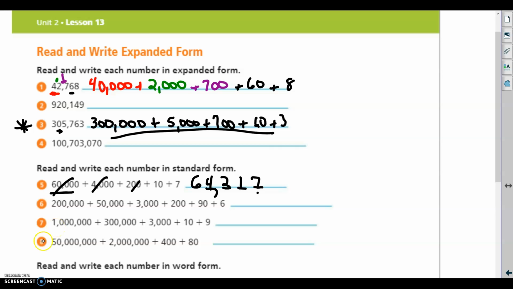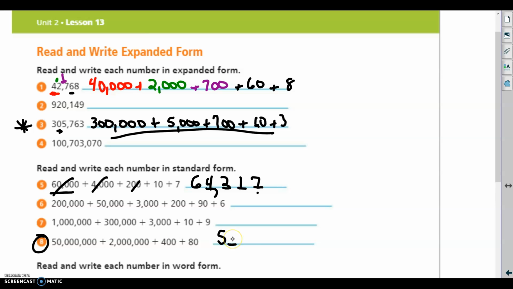All right, let's do a hard one together. I'd like to do this one down here. I see a huge number there, and that just scares me a little bit. All right, so we've got 50 million plus 2 million plus 400 plus 80. Seems like we should have a whole lot more numbers if we've got 50 million. But I'm going to start with the 50 million, like that.